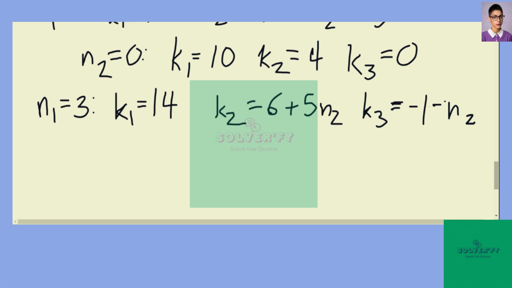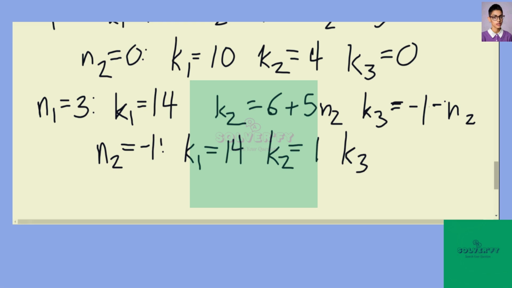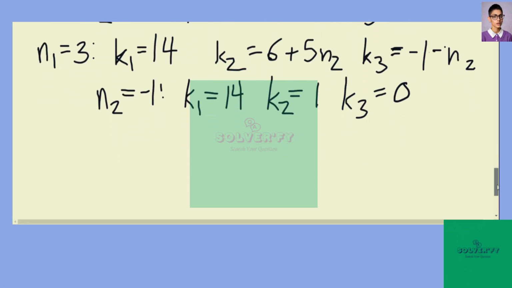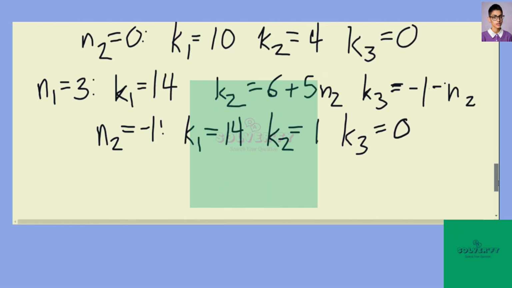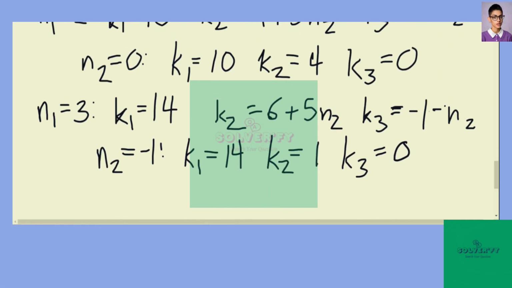And so we're going to have to choose n2 to be less than 0. Suppose n2 is negative 1. Then we have that k1 is equal to 14, k2 is equal to 6 minus 5, which is 1, and k3 is equal to negative 1 minus negative 1, which is 0. We can't go any lower, though, because then k2 will be less than 0. And so these are going to be all our solutions.